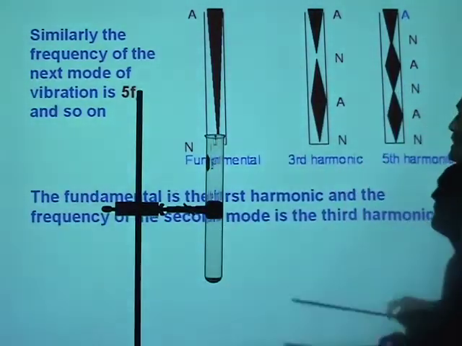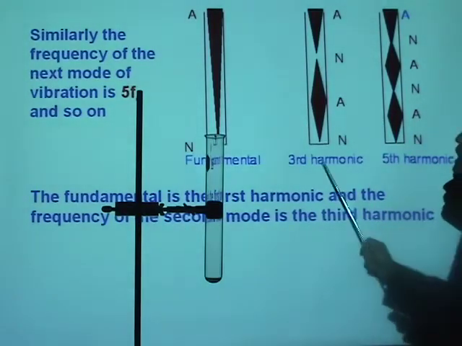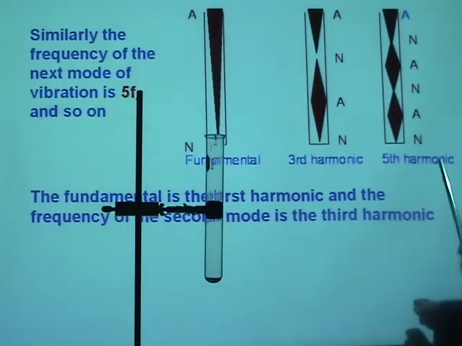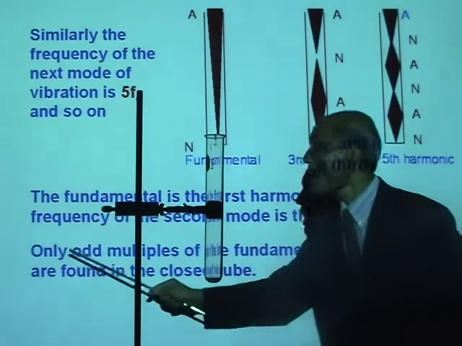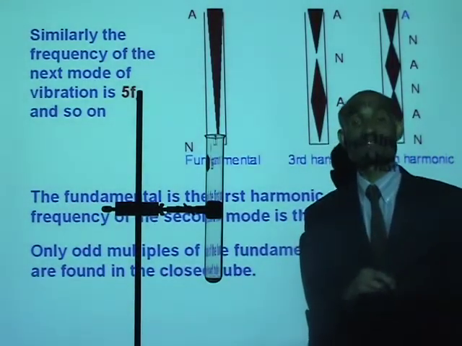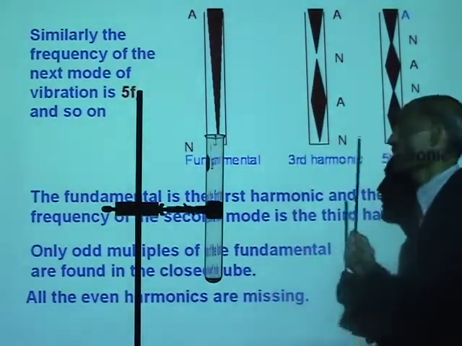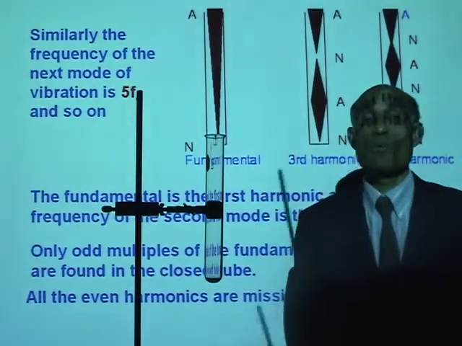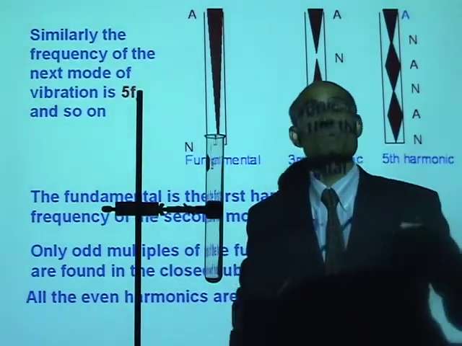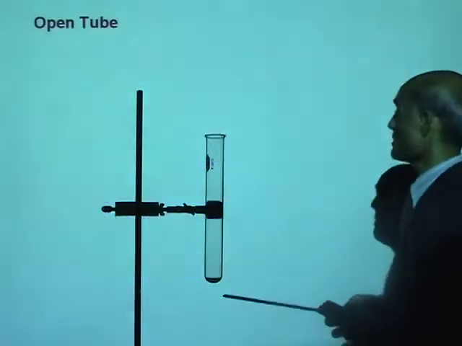So the fundamental is the first harmonic, the frequency of the second mode is the third harmonic, and the frequency of the third mode is the fifth harmonic. Therefore, only odd multiples of the fundamental are found in the closed tube. That means all the even harmonics are missing. So, if you want to use a tube to make a musical instrument, would you prefer a closed tube or an open tube? Well, you can answer that on your own.